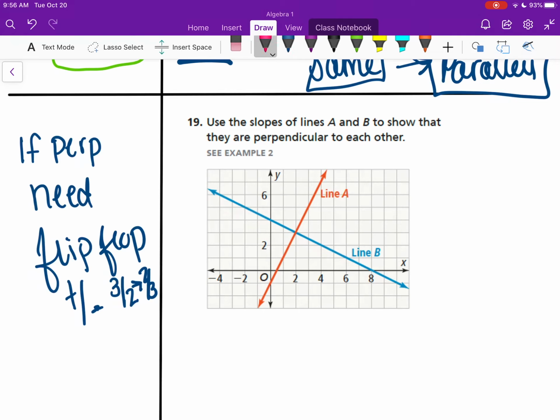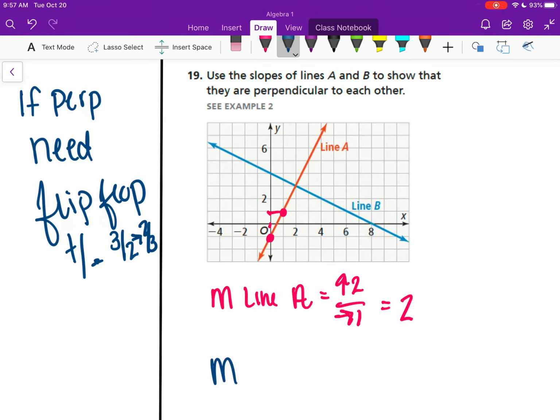Line A, let's find 2 points on it. We've got our y-intercept, and it intersects here. So the slope of line A, let's calculate it. Let's calculate the rise. 1, 2, go up 2, go over 1. So that slope is just 2. Let's calculate the slope of line B. Find 2 points. We can do that intersecting point. Let's find another one. That's another one. It goes down 1. It goes over 2. Down 1 means negative, so that'd be negative 1 over 2.